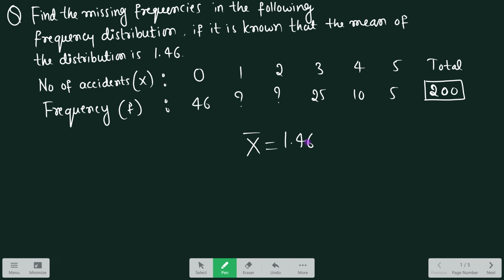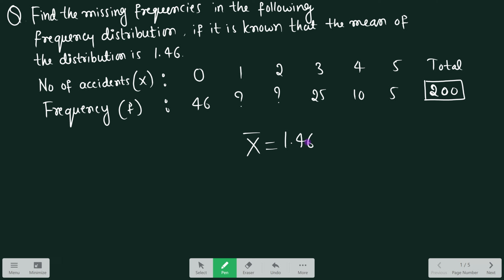This is the frequency distribution regarding accidents in a city. The number of accidents is 0, then the frequency is 46. If it is 1, then the frequency is missing. If accidents are 2, then the frequency is also missing. If the accidents are 3, the frequency is 25. If 4, the frequency is 10. If 5, the frequency is 5.